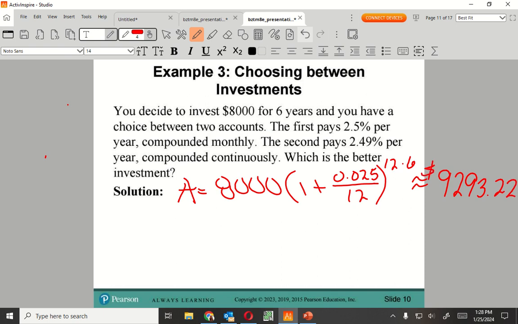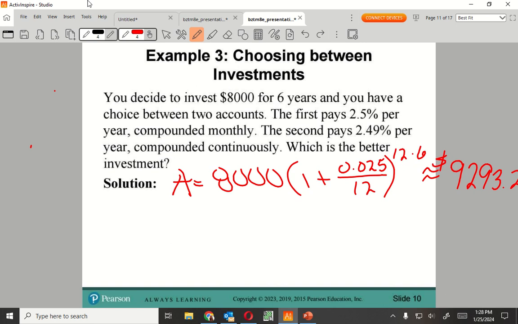Now, we're going to look at the next one, which is going to be compounded. I don't know how I screwed this one up. There we go. Okay.